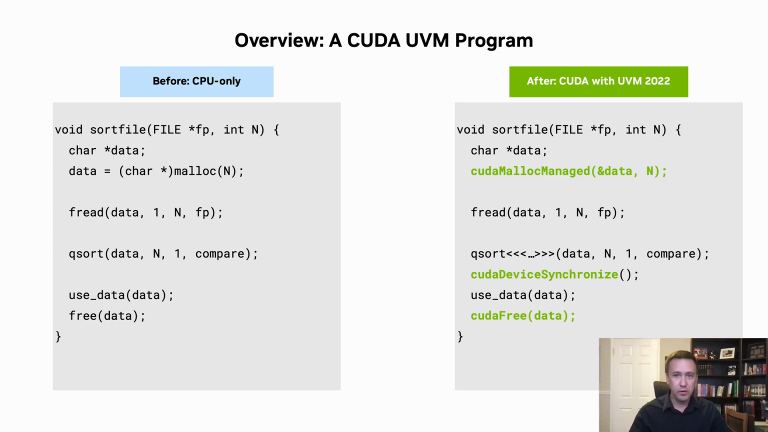On the right, if we wanted to do the same thing in CUDA with UVM, we would replace the call to malloc with a call to cudaMallocManaged. We would take some or all of the functions and migrate them onto the GPU, run them. At the end, we would call cudaDeviceSynchronize, of course, to make sure that the GPU was done running that section of the application. And then at the end, instead of calling free, we would call cudaFree.